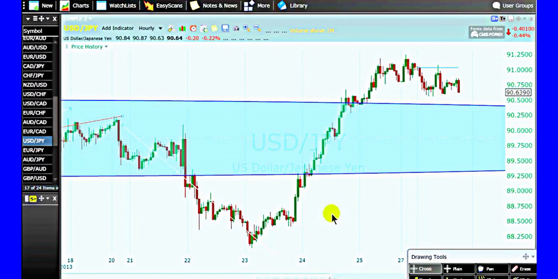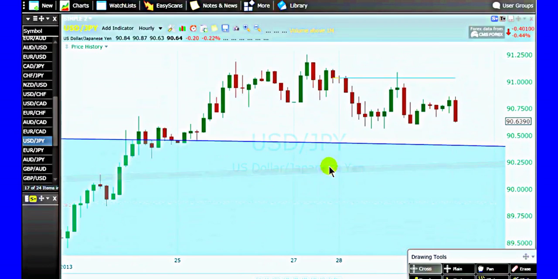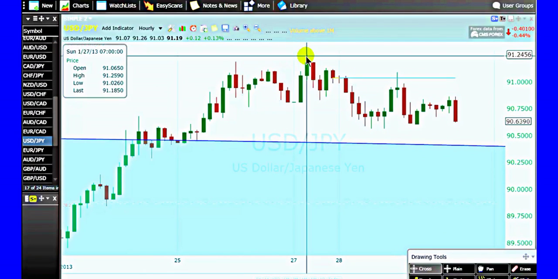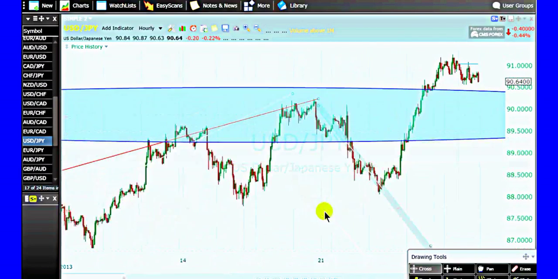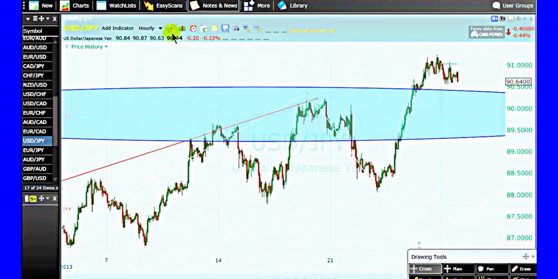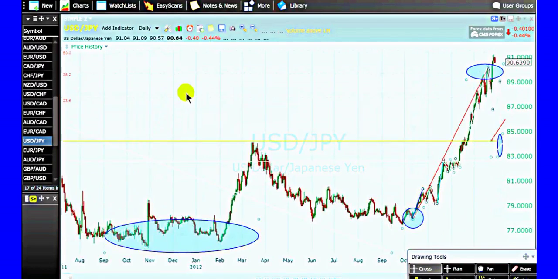Now if we draw our lines, you can see here, I know this level. This is the high of last week, which is somewhere here. I don't want to remove this line. I have a reason for it. Let's go to the daily chart and I'll tell you quickly why I don't want to remove this line on my chart.